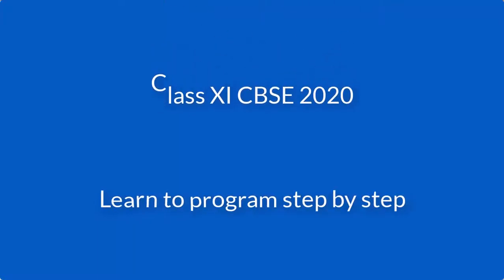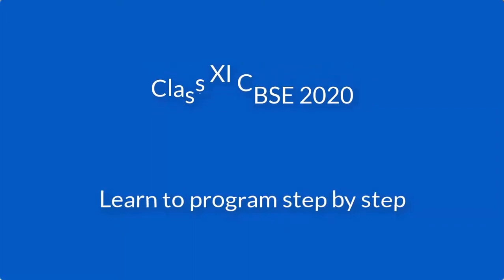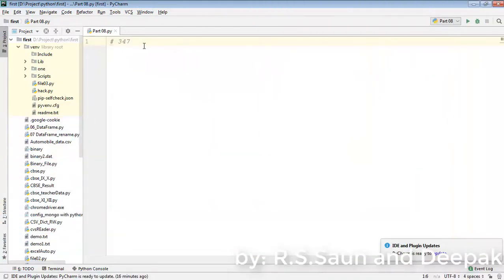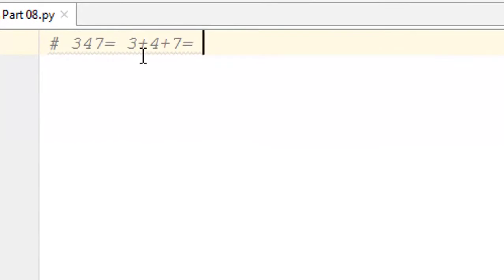Today we are going to learn how to find the sum of the individual digits in a number. For example, if we have a number like 347, what you need to do is calculate the sum of these individual values. Like this, and you can easily guess, we have 14 here.